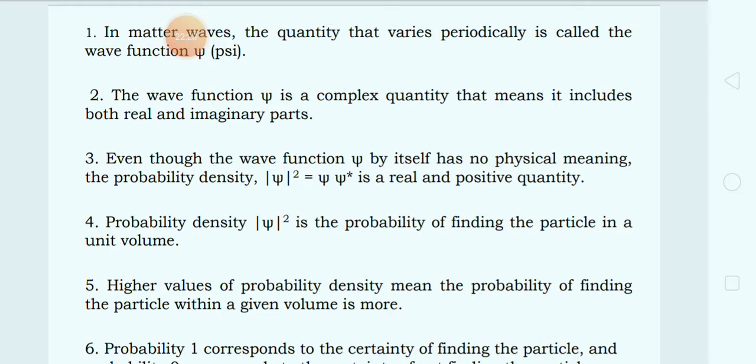Third point, even though the wave function by itself has no physical meaning, the probability density, that is modulus of psi square equal to psi star psi, is a real and positive quantity and is measurable. Probability density is introduced just to get a real and positive quantity. To get the physical meaning, you have to multiply by the complex conjugate of that wave function. That means if psi is the wave function, the complex conjugate is psi star, and psi star psi is equal to modulus of psi square. That is nothing but the probability density.